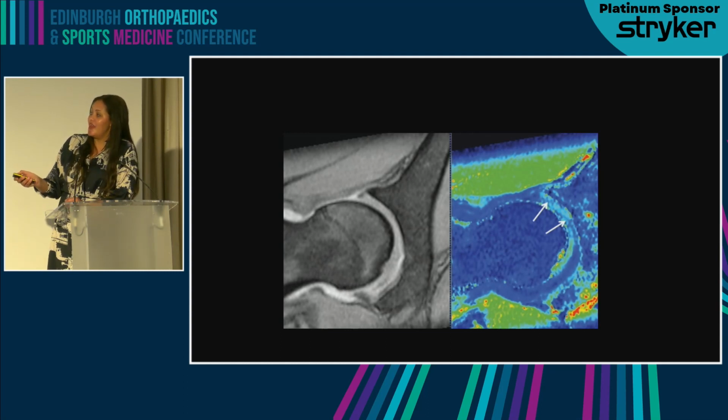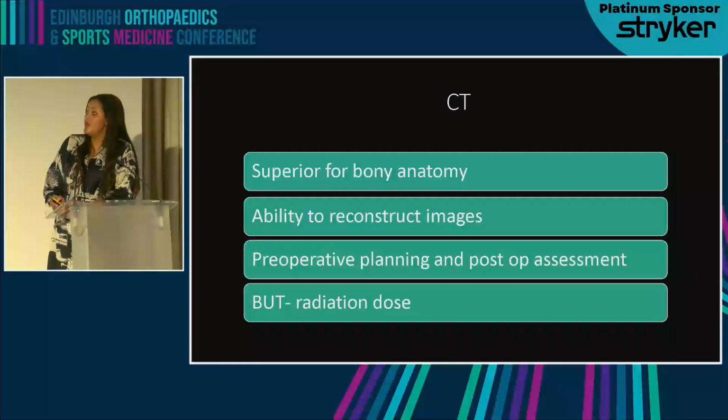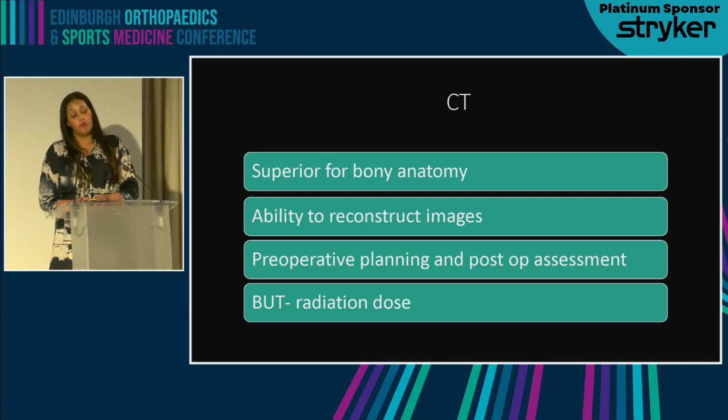So what you can see here is what looks like a normal chondral surface in this patient, but when you look at the mapping, you can see some changes in the signal characteristics in that area, so that's starting to get early cartilage damage. So moving on to CT, so definitely superior for bony anatomy. We can reconstruct the images. Used a lot for preoperative assessment and post-op as well.